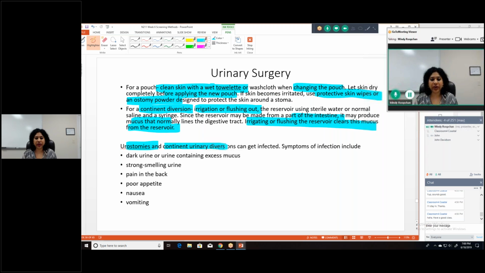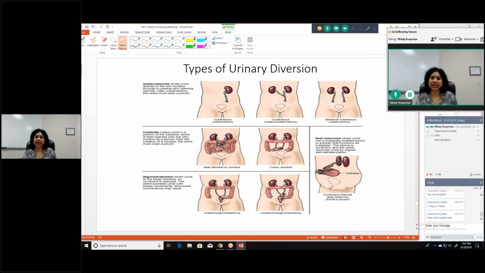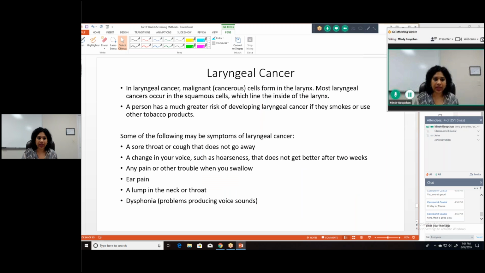Urostomies and continent urinary diversions can get infected. Symptoms would be dark urine, urine with excessive mucus, strong smell in urine, pain in the back, poor appetite, nausea, and vomiting. So make sure to look out for these from your patients. I put a picture in here so that you're aware of what the types of urinary diversions look like. Even though I can't pronounce most of them, at least you know what they look like, where they are, where the pouch is, and what they do.